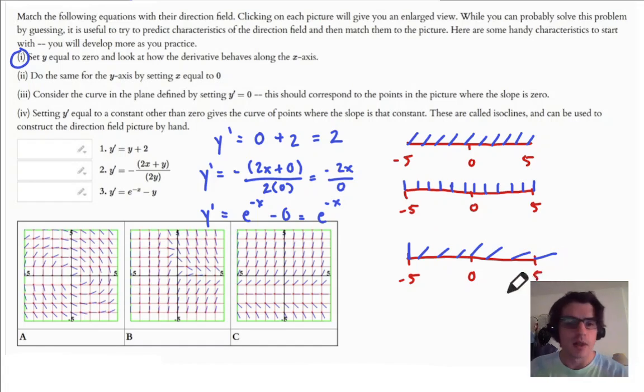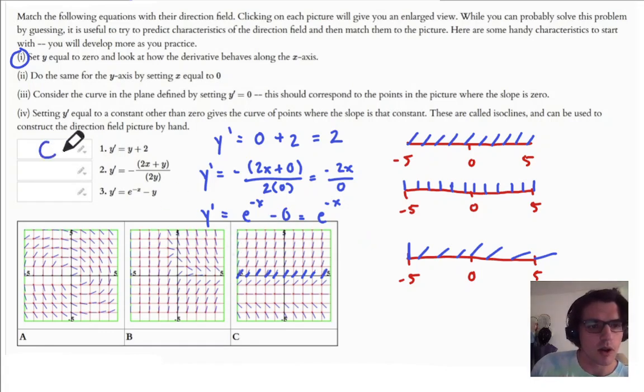Okay, so we can take a look at our graphs. Starting with C, just because I saw it first, the slope along the x-axis stays constant, and that looks like about 2. So that looks like number 1 for us. And looking at B, we are going from nearly vertical to lying down. That's what we just described. So that would be 3. And that leaves A, so 2 would be A.